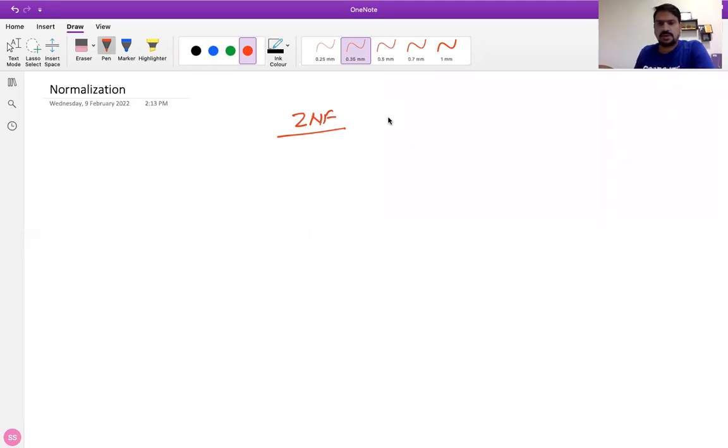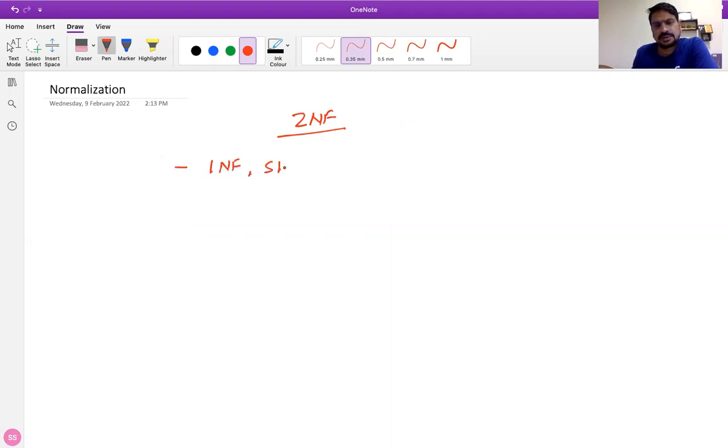So in the second normal form, what we have learned is that if any functional dependency has a partial functional dependency in the relation or in the table, that particular relation will not be in second normal form. It means that there should not be any partial functional dependency. So the rule of the second normal form is, first of all, it should be in first normal form.